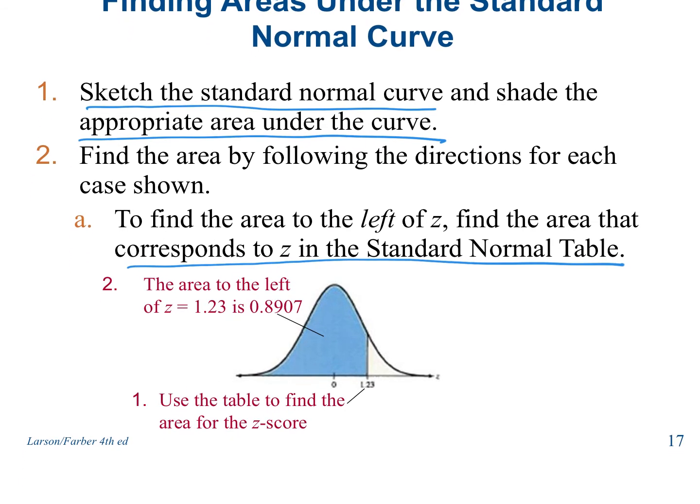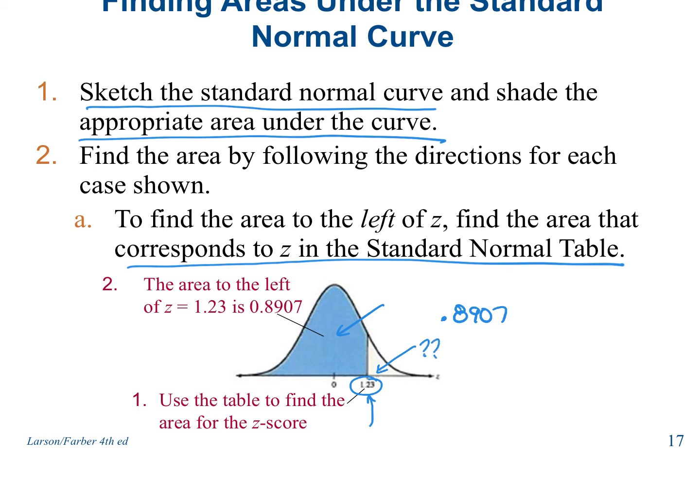Now, the area to the right of that, right? The area to the right of that in this white region, the total area under the curve is 1. So I could say 0.8907 is the area to the left of a z-score of 1.23. So if you looked up 1.23 in your z-score table, in your standard normal table, the corresponding area would be 0.8907.